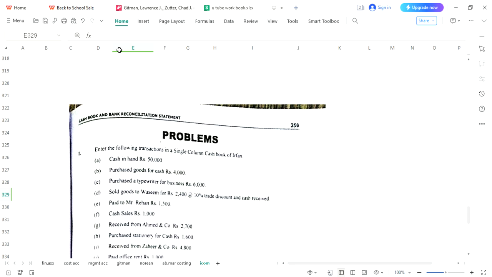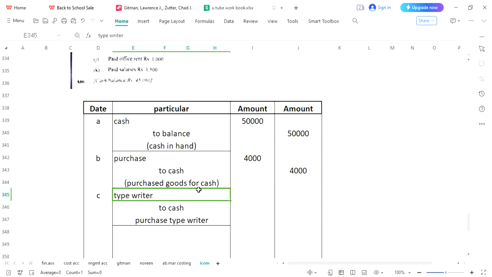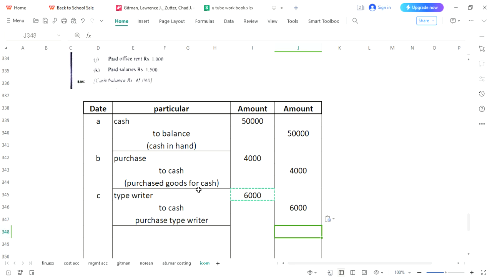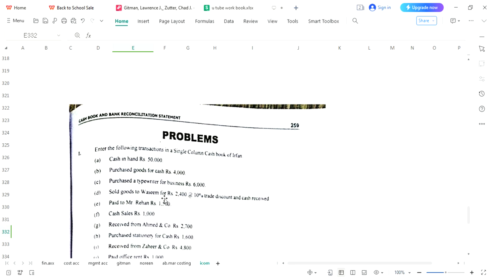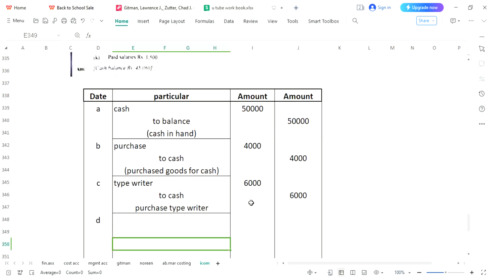C entry, let's see how much the amount was, 6,000. So you will put 6,000 on the debit side, and the same amount you are supposed to put on the credit side. Three entries are completed. Now we will see what D entry is saying. You can see here: sold goods to Wasim and cash received. What is this trade discount? We will discuss it a little later, but please understand, sold goods to Wasim and cash received. What does that mean? You have sold goods and received cash.